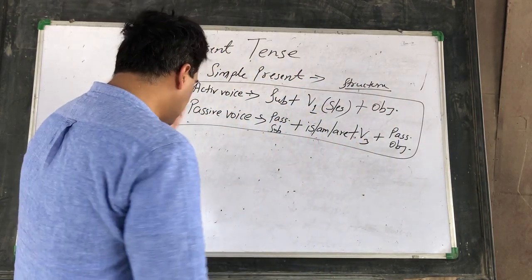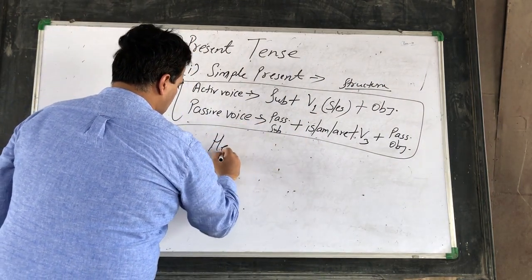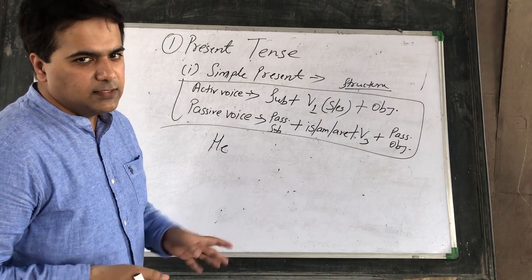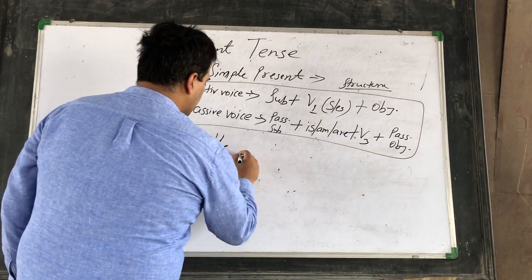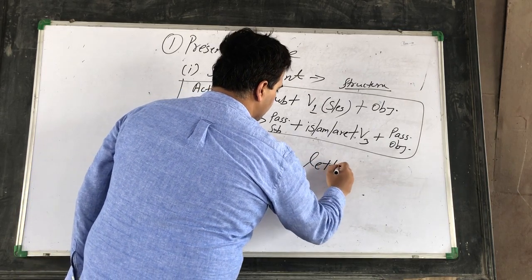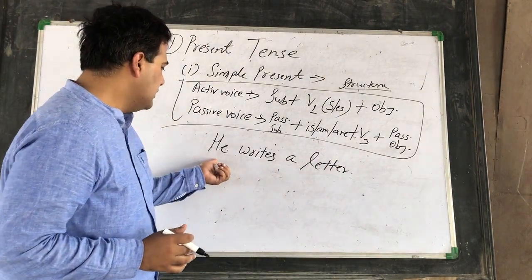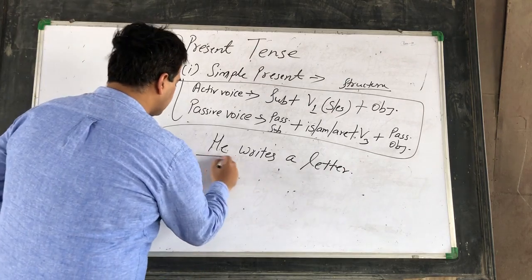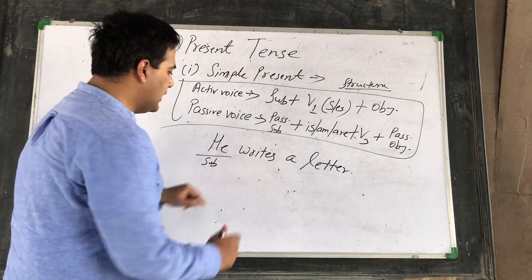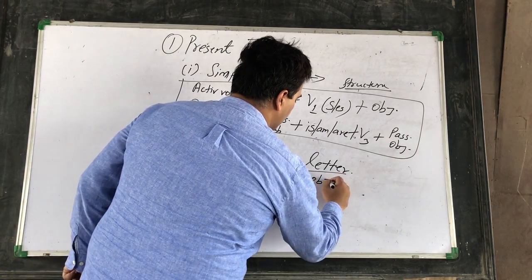Let us start with a very simple sentence. He. He is a pronoun, and as we have said, a pronoun can be used as the subject. He writes a letter. Here this is the subject and it is singular, that's why we have written writes. So write is the first form of the verb, then a letter is the object.